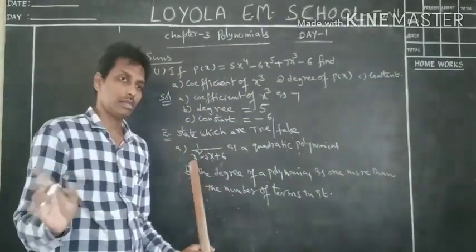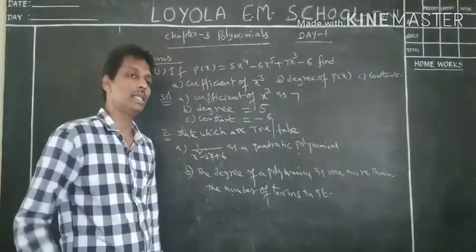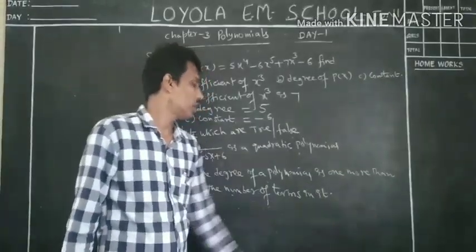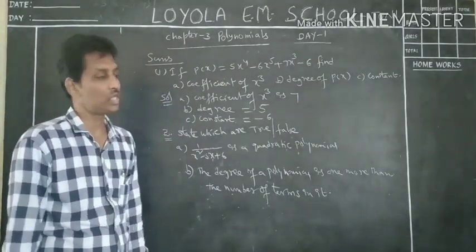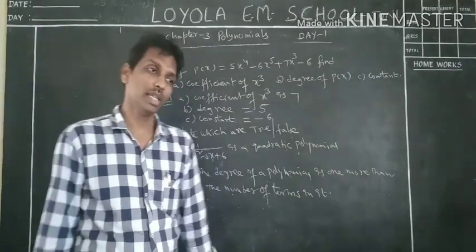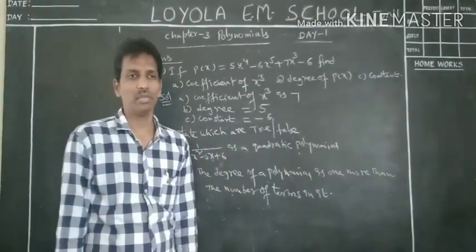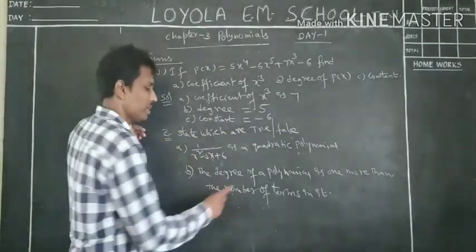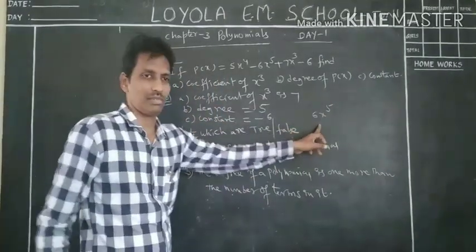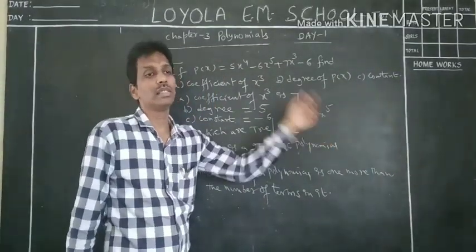Here I am not writing my answer. What information did you get from my explanation? You have to write the correct answer. The degree of a polynomial is one more than the number of terms in it. Is it true or false? It is false only. Why? Because there is no relation between the number of terms and the degree of a polynomial. For example, 6x power 5. Here, how many terms are there? Only one term. But what is the degree of this polynomial? Here, the degree is 5.